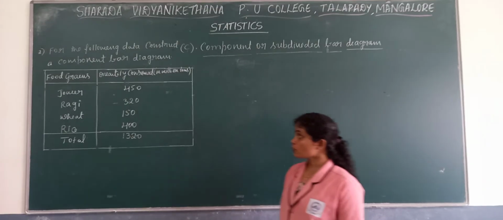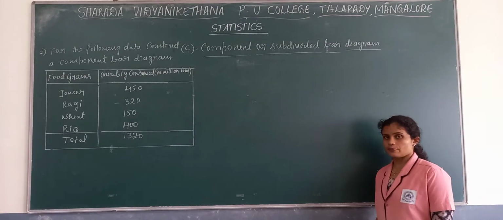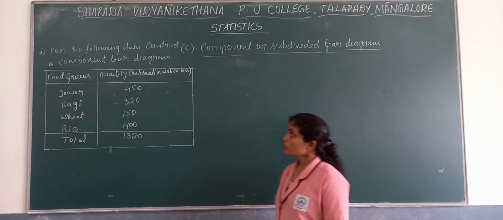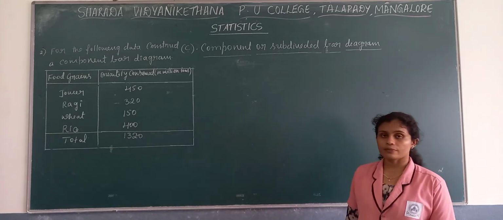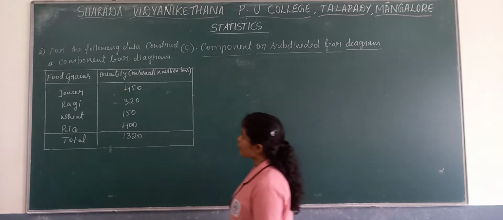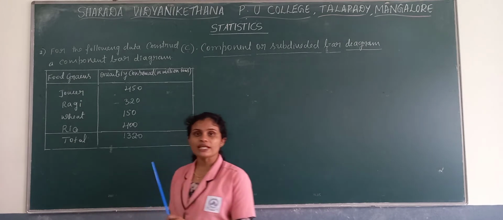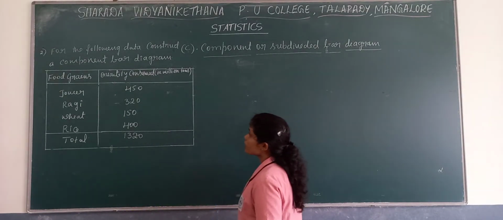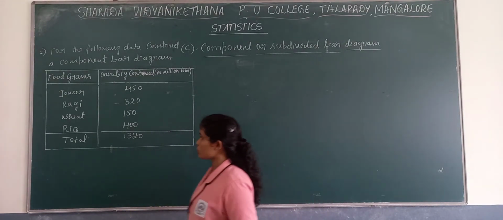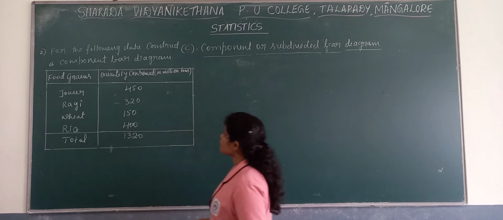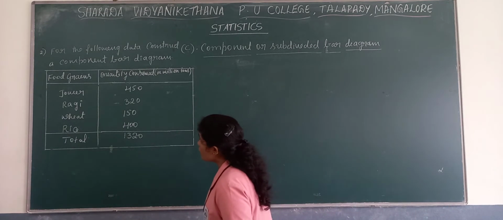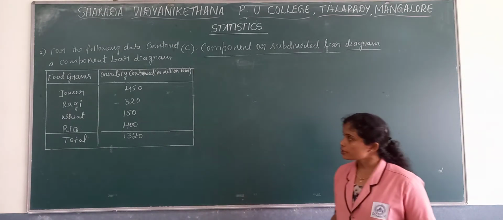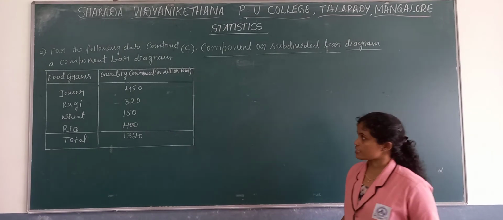Now we will see one more problem under component or subdivided bar diagram. Read the question: for the following data, construct a component bar diagram. Here food grains and quantity consumed in million tons is given. Food grains are jowar, ragi, wheat and rice, and the quantity consumed is 450 of jowar, 320 of ragi, 150 of wheat and 400 of rice.